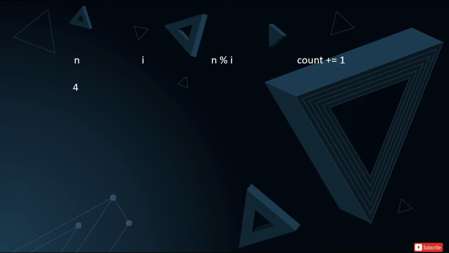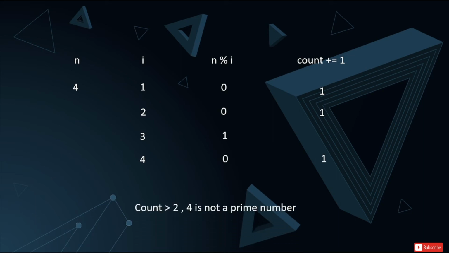So if we follow the same logic, initially I value will be 1. So 4 mod 1 will be 0. Count will get incremented by 1. And now I value becomes 2 and 4 mod 2 will be 0, and this time count value is incremented by 1. I value 3. In this case 4 is not divisible by 3, so count will not get incremented. And now I value is 4, and in this case 4 is divisible by 4, so we'll get 0 and count is incremented by 1. And this time if you observe, the total of count is 3, which is greater than 2. So 4 is not a prime number. So in this way we are going to figure out the logic.